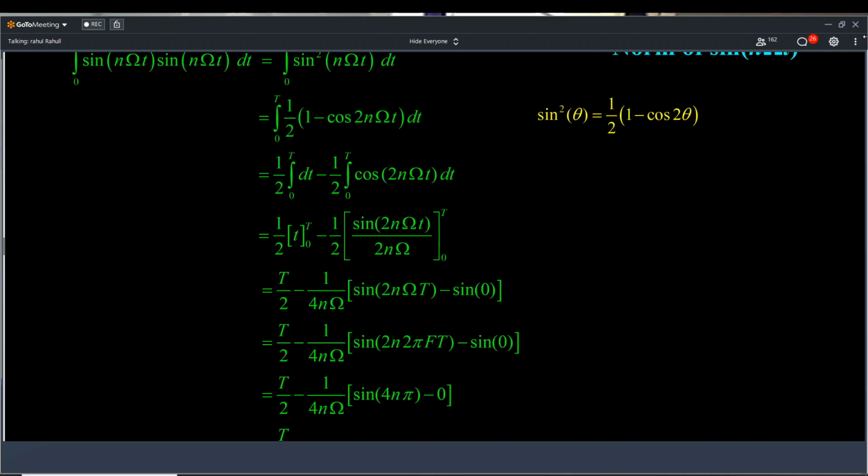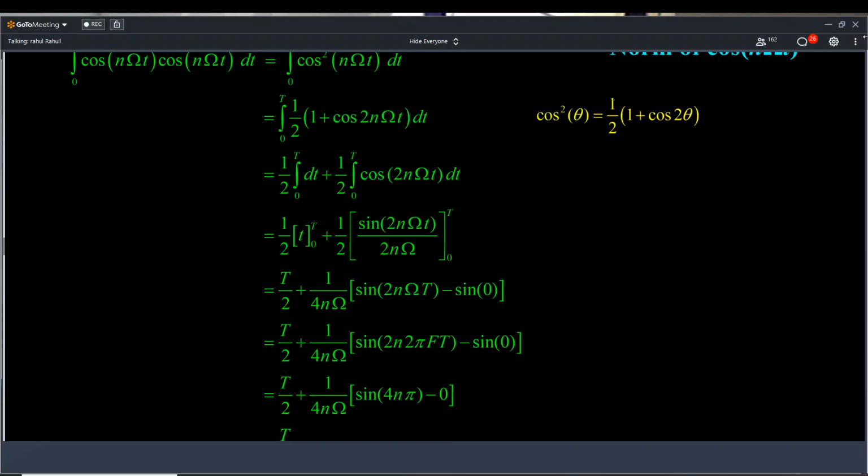The norm is not unity. The norm is 2. It is not unity. This means u(t), sine of n omega 0 t, and cosine of n omega 0 t are orthogonal functions, but they are not orthonormal functions.